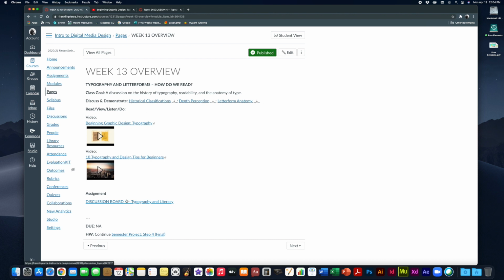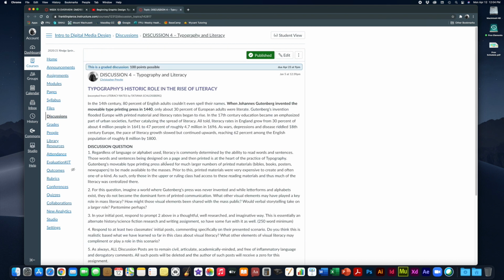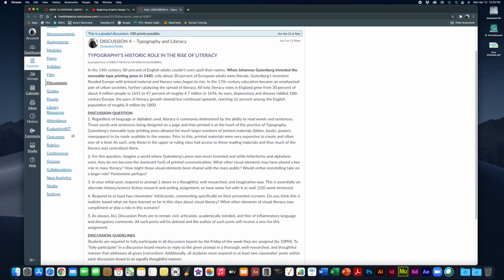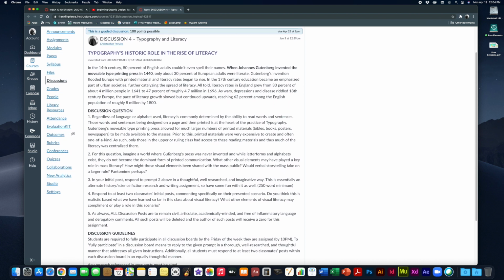Now, the main activity this week is our 4th discussion board, which, not coincidentally, is all about typography and literacy. So you have all week to work on this. It has to be turned in by the end of the week. It definitely requires some thought. So certainly consume the consumables first and then dive on into this.